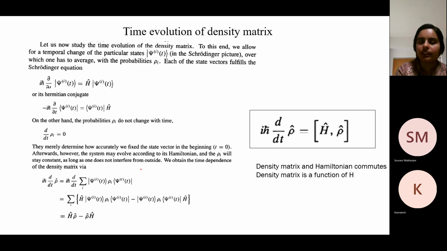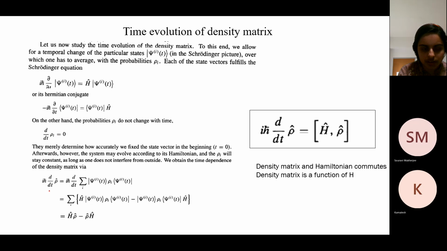A similar thing happens when we think in terms of the density matrix. But now we will use the Schrodinger equation and the Schrodinger picture, which means that we'll consider the temporal change of the particular states. Each state follows this Schrodinger equation, and this is the Hermitian conjugate. Then if we consider that the probabilities Pi of each microstate do not change with time, we write d/dt of P rho i is equal to 0.